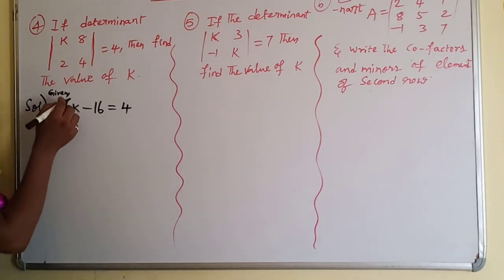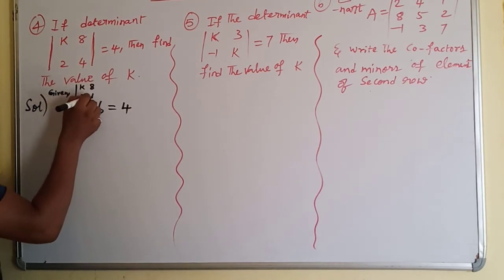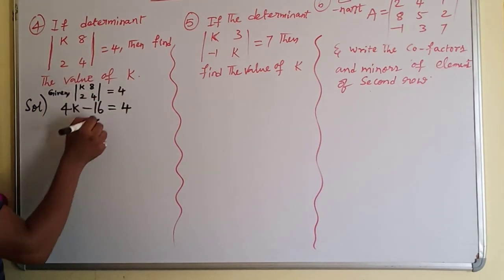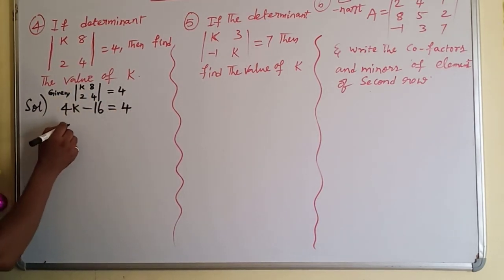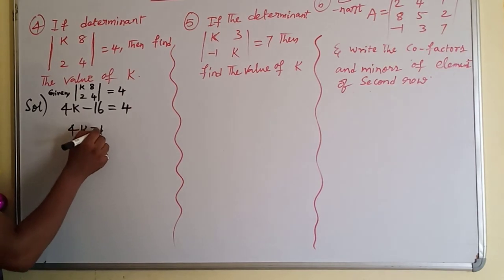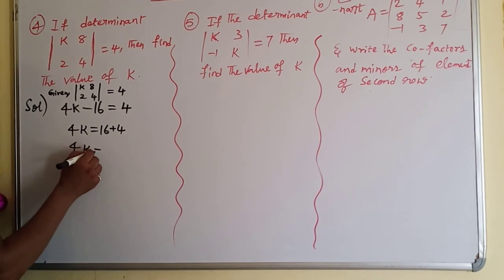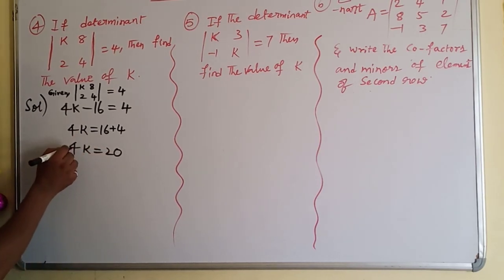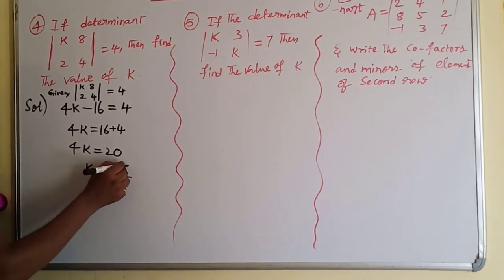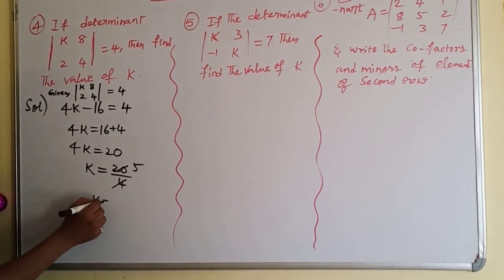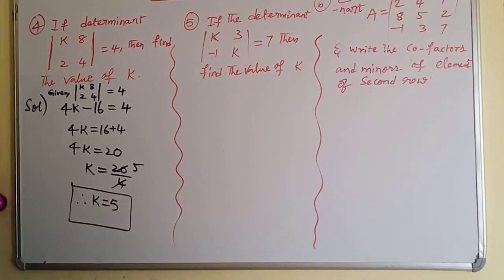So now, otherwise, if I still want to write |k 8; 2 4| is equal to 4. This value is 4k minus 16. Minus 16 goes to that side, plus 16. So 4k is equal to 16 plus 4. So now 4k is equal to 20. Here 4 is multiplying, so it goes to that side as division. So 20 upon 4, 4 fives are 20. So k is equal to 5. That is your fourth question.